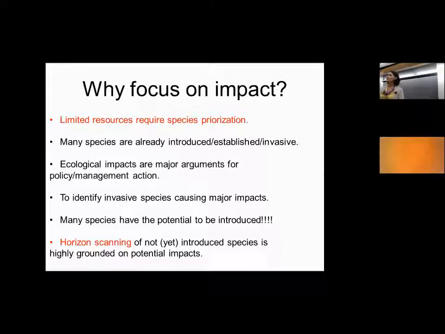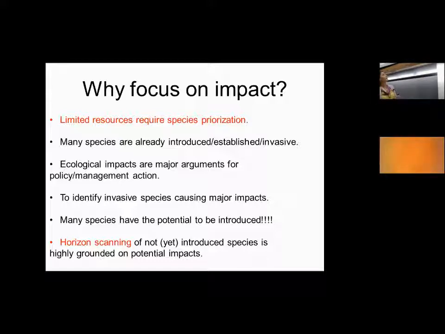But many times we can focus only on impact, or it's worth focusing only on the impact stage. Well, impact is not a stage by itself, but why focus only on impact? The first reason is that there are limited resources, right? We need to prioritize the species. We have many species to deal with, and we might manage only a few. Many species are already introduced, already established, or already invasive, so it doesn't make sense to conduct a full risk assessment, right?